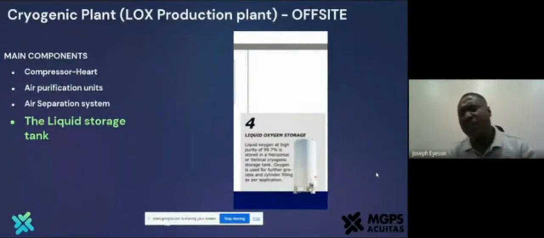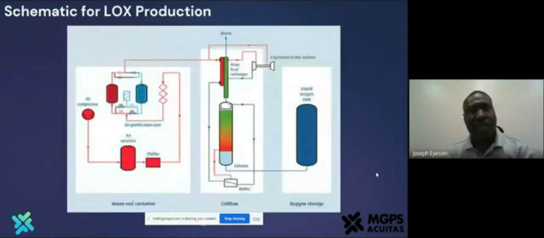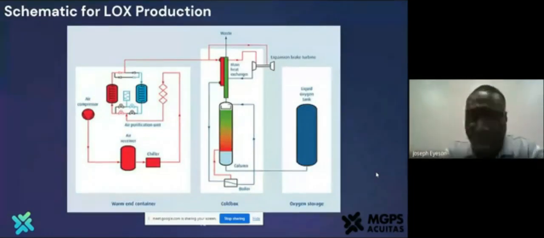Now, when this liquid oxygen is produced, what next? You need to transport it from one point, the main site, that is the plant, the third party who is producing it, to the facility or the hospital or whoever is buying it from the manufacturer or the supplier of the liquid oxygen. So before that, this is a typical schematic for the way it works.